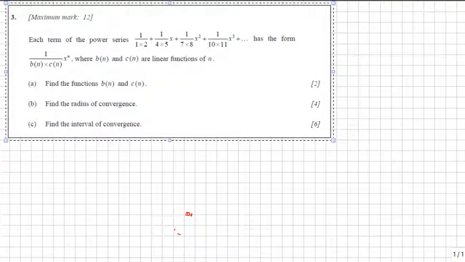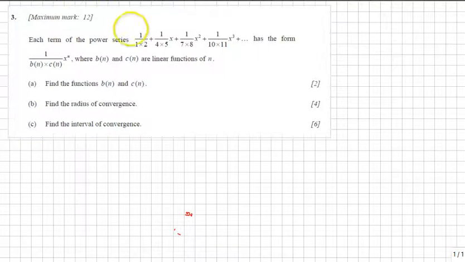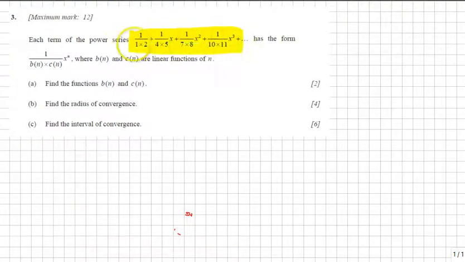May 2014, paper 3, problem 3. We're given a power series, and the first thing we want to do is to express it in a different form.